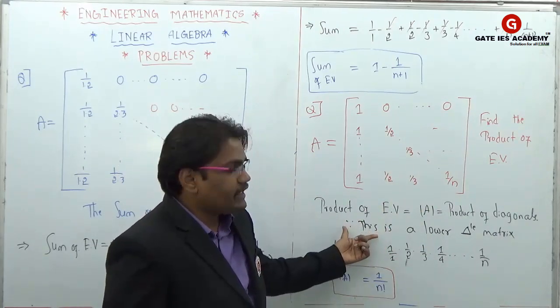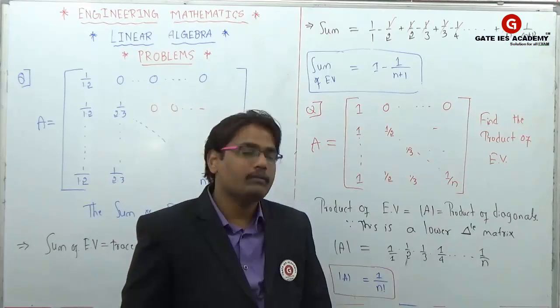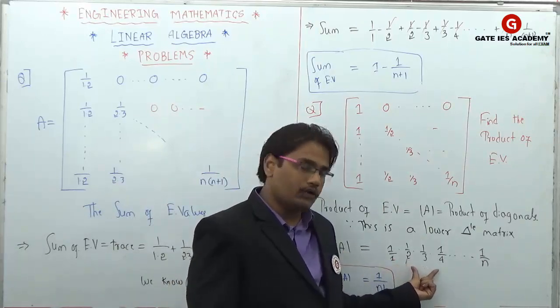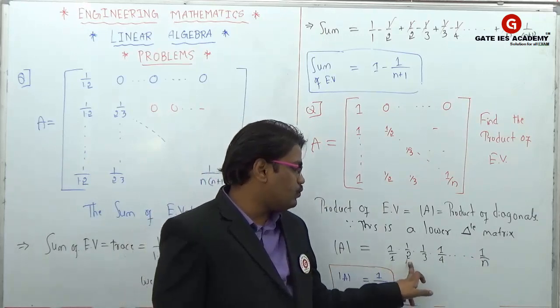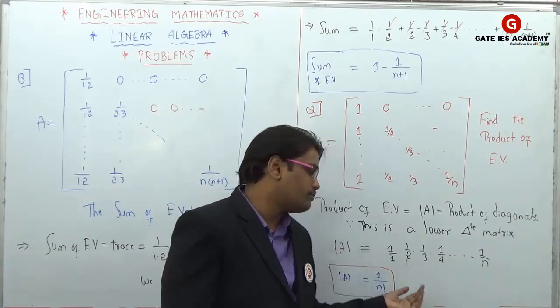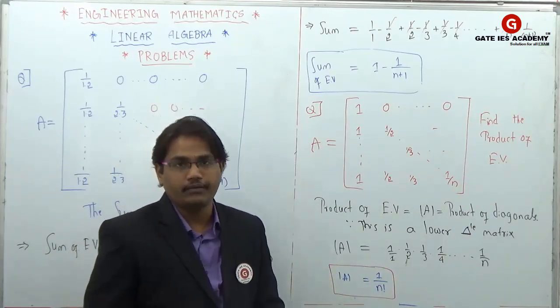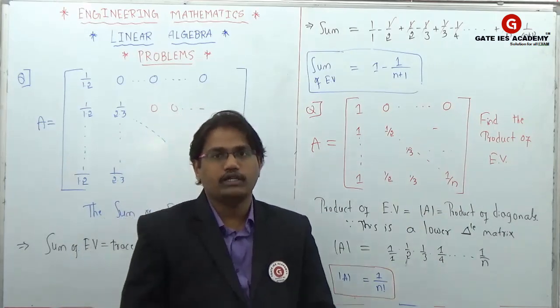So we can directly find it, that is 1 into 1 by 2, 1 by 3 and so on up to 1 by n. So determinant A equals 1 by 1, 1 by 2, 1 by 3 and so on up to 1 by n. So I can see the pattern here, 1 and 2 into 3, 4, 5, 6 up to n. What is this? n factorial. So 1 upon n factorial is the determinant of A. Determinant is nothing but the product of eigenvalues only.